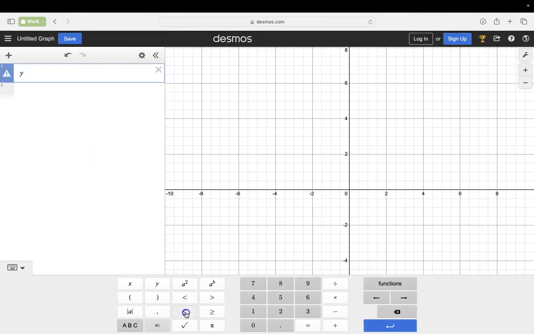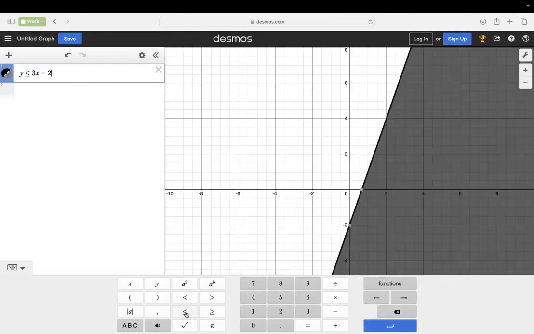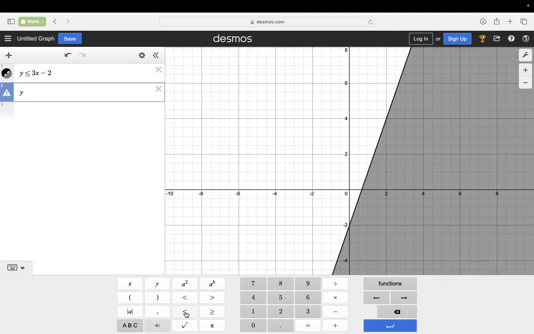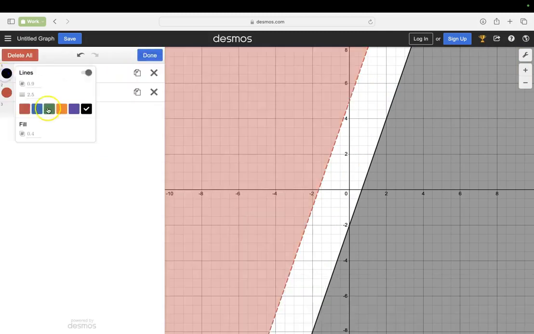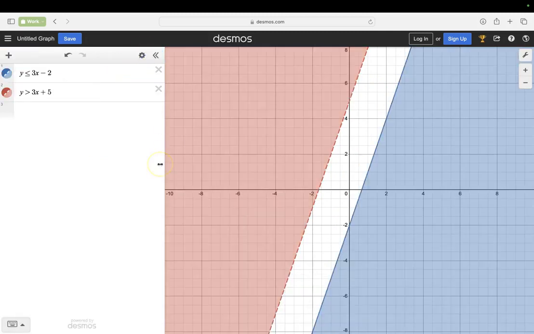y is less than or equal to 3x minus 2, and y is greater than 3x plus 5. And let's make this a little friendlier color there. There we go. So you may have suspected when you looked at these inequalities that they were going to be parallel because they both have a slope of 3. And in this particular case, there is no solution to this because there is no spot where the shading overlaps. And our solution is always where the shading overlaps. We don't have any overlapping shading here, so there's no solution.